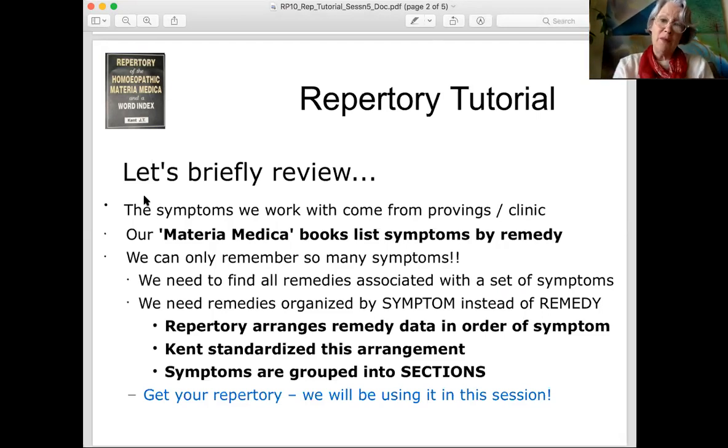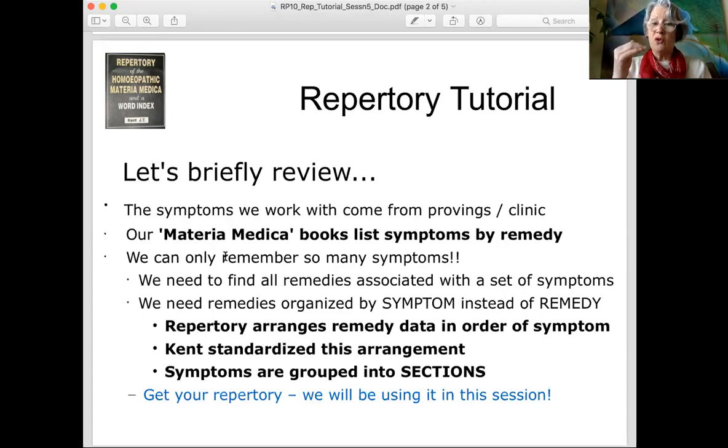So if you go look in the materia medica for veratrum, instead they come in and say, oh, I have this terrible vomiting and diarrhea, and I have this emotional upset, and I have this thing and this thing and this thing. And then you have to gather up all those symptoms, find the pattern, and figure out which remedies match all those symptoms. So we can only remember so many of these in our head, and instead of arranged by remedy, we need something that arranges them by symptom, and that's the repertory. And Kent standardized these arrangements, bless him.